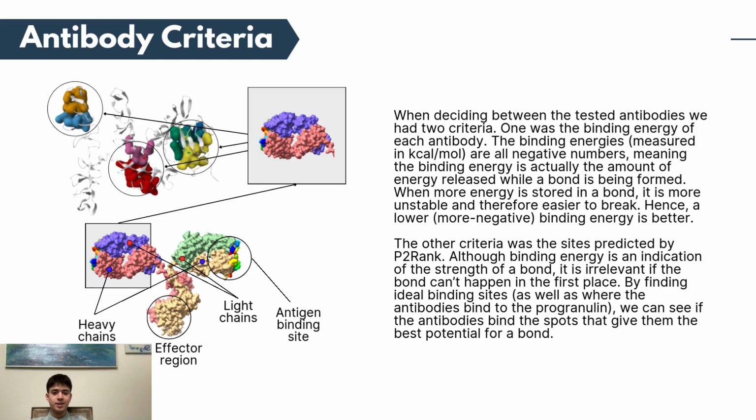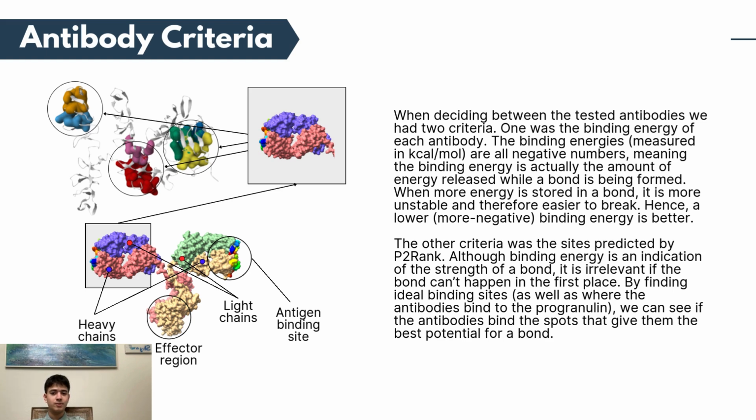After all the research was said and done, we needed to decide between the tested antibodies. To do this, we had two main criteria. The first was the binding energy of each antibody as calculated by Prodigy. Binding energy normally indicates how much energy is stored within a bond. However, in our case, most binding energy values are negative.